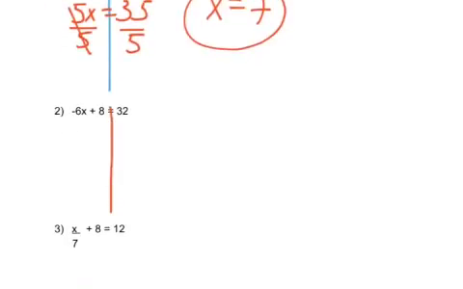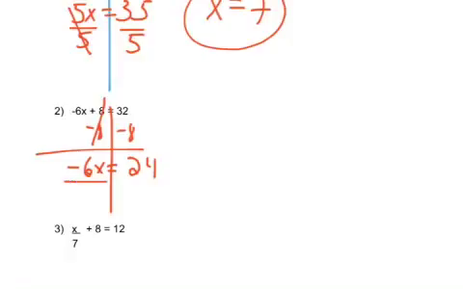Next one, the opposite of adding 8, I would subtract 8 from both sides. Those cancel. So I have -6x equals 32 minus 8 is 24. I'll divide both sides by -6. And in this case, x equals -4.